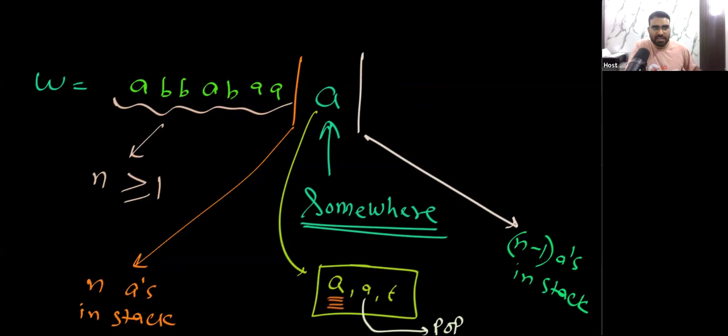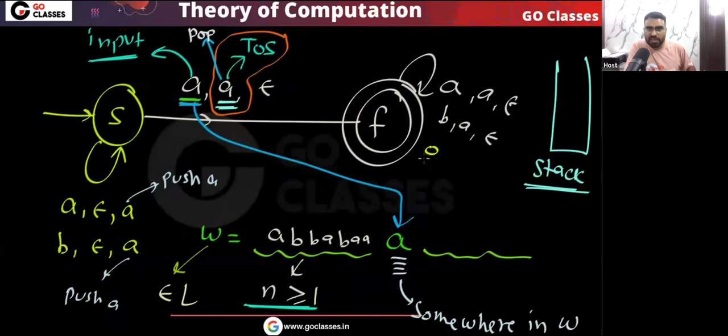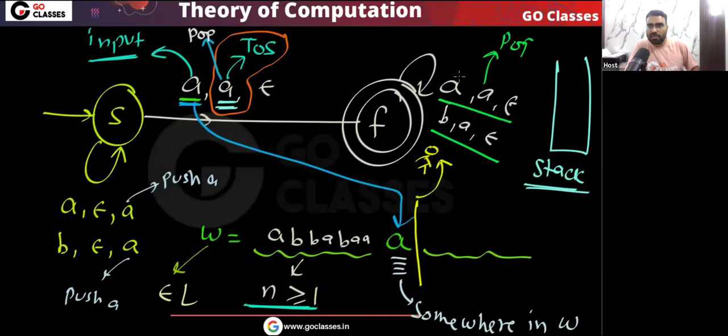Now something interesting. How many symbols can come now? I am already in the final state at this point. Now you can see, if A comes I will pop A, if B comes I will pop A. Whatever comes, I will pop A. Here I have some A's, and those I will pop. Are you getting my point? Whether A comes or B comes, I will pop A.